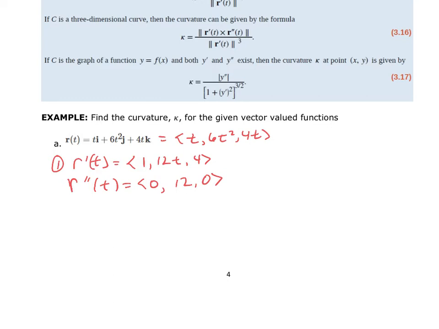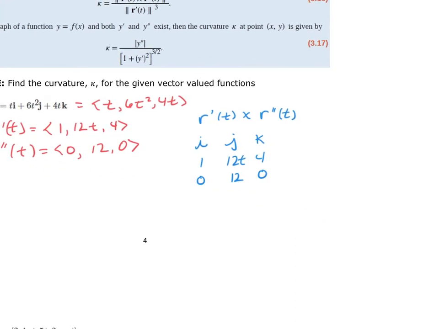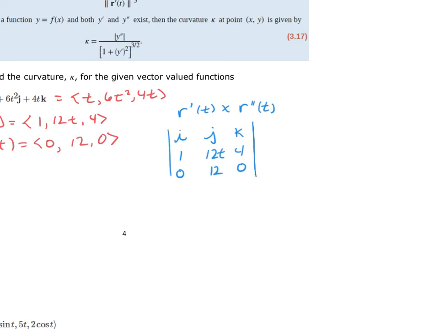So now I'm going to do the cross product of r prime of t and r double prime of t. So i, j, k; my r prime is 1, 12t, and 4. My r double prime is 0, 12, and 0. So this is going to be kind of nice. This is going to be i hat, so I don't lose it, and then I have 12t times 0, and then 12 times 4. So it's going to be 0 minus 36.